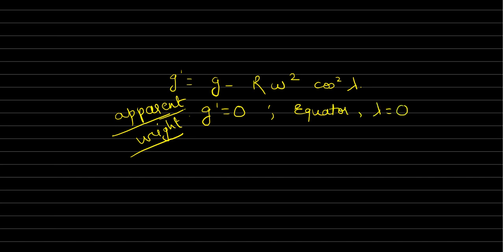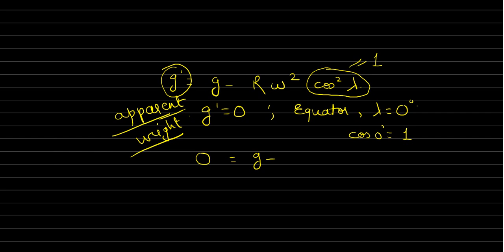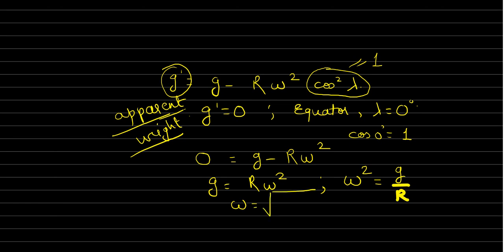So lambda will be 0 degree. So putting this value as 0 and this value as 1, because cos 0 degree is equal to 1. तो हमने पुट किया g डैश को 0, g minus r omega square. So we get g equal to r omega square. So according to the question, the angular velocity square will be g upon r, and hence angular velocity will be square root of g divided by r. Okay, so this is the perfect answer for our question.